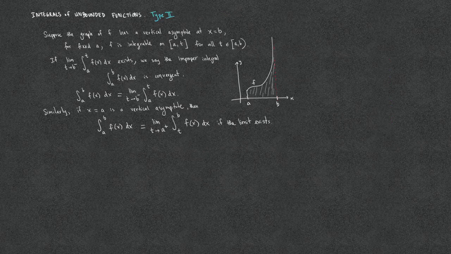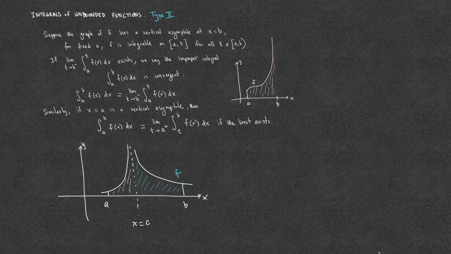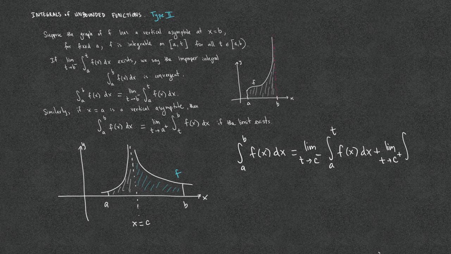If the function f(x) has the vertical asymptote x = c inside the interval (a, b), then the improper integral from a to b of f(x) dx can be rewritten as the limit as t goes to c from the left-hand side of the integral from a to t of f(x) dx, plus the limit as t goes to c from the right-hand side of the integral from t to b of f(x) dx. Although the two t values are not the same, it is better to use different letters such as p and q.